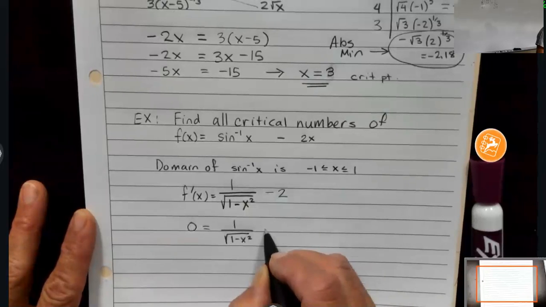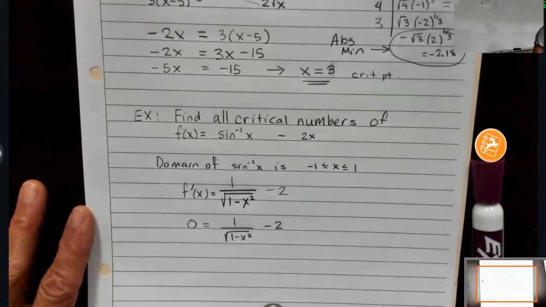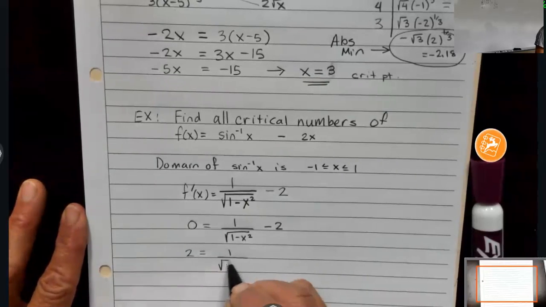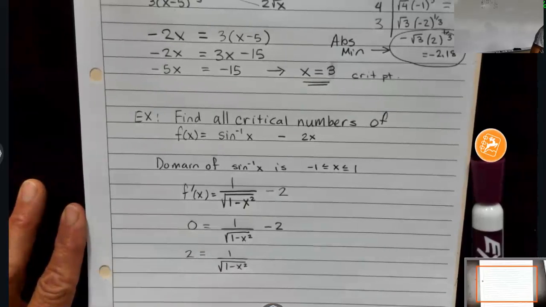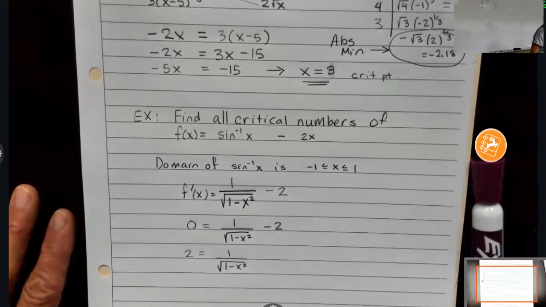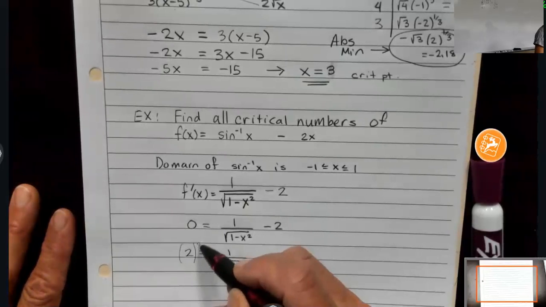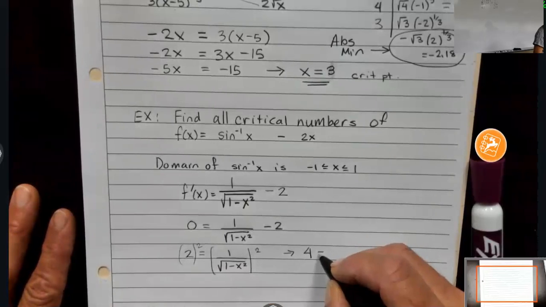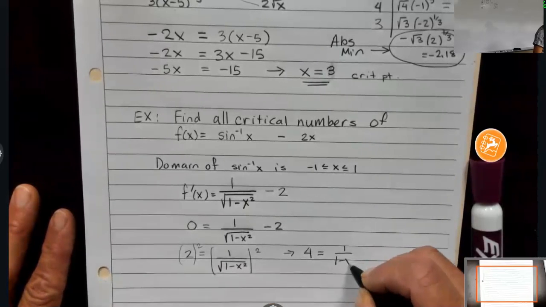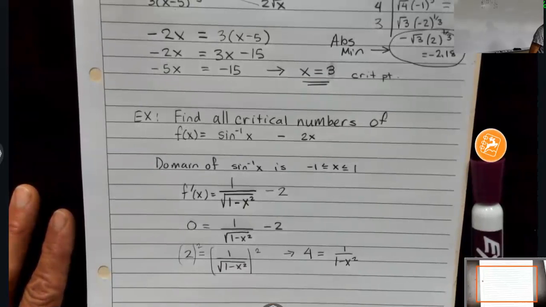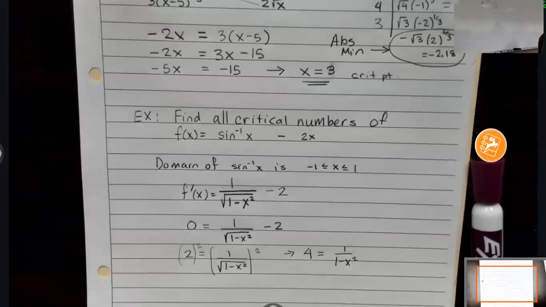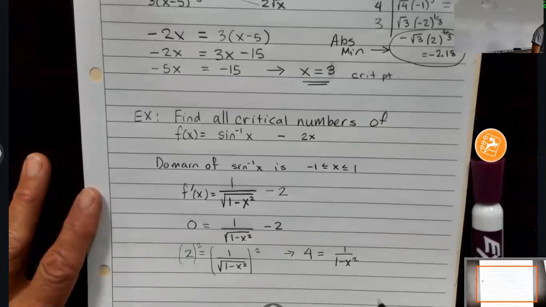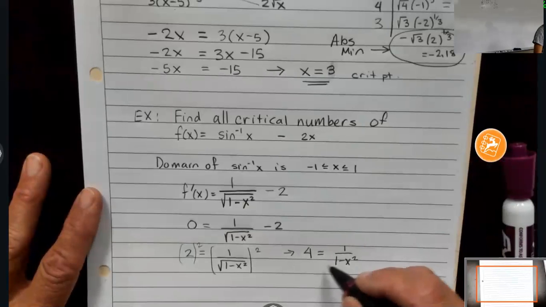Anybody at a critical number yet? You don't get a plus or minus? Square both sides. All right, if I move the 2 over, square both sides, I have 4 is equal to 1 over 1 minus x squared. Now I'm going to multiply both sides by 1 minus x squared.